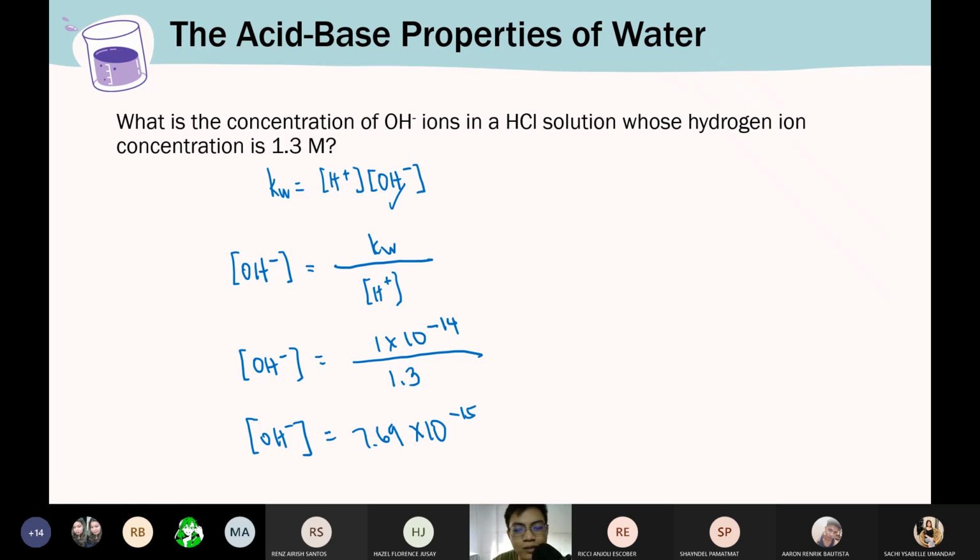Now, can you tell me if this is acidic or basic? Basic kaya siya or acidic siya? Okay. Now, remember your H plus concentration is 1.3 molar. So, both of them are in molar concentration. So, can you tell me kung siya ay acidic or basic? And then, bakit? Sige.